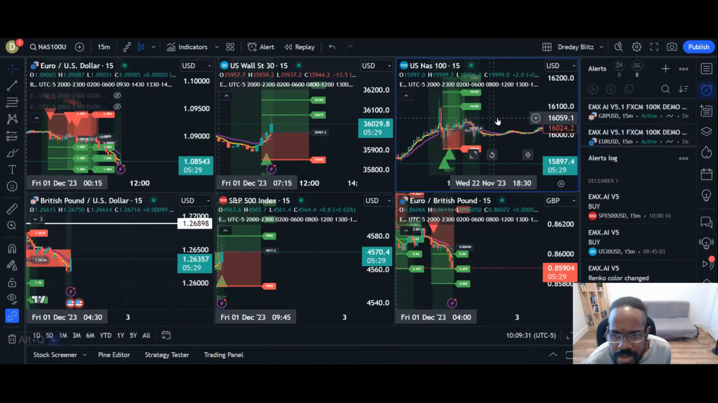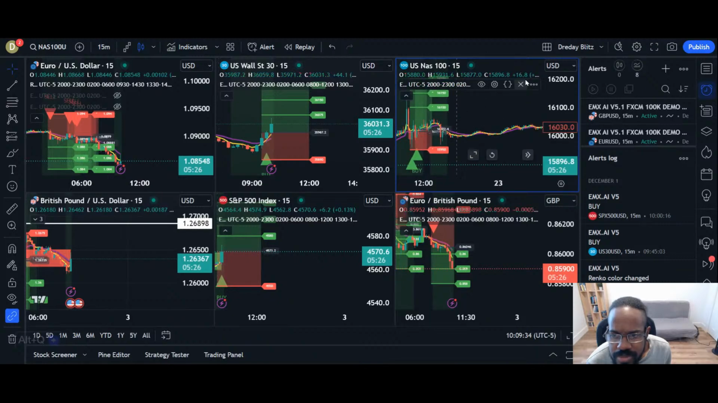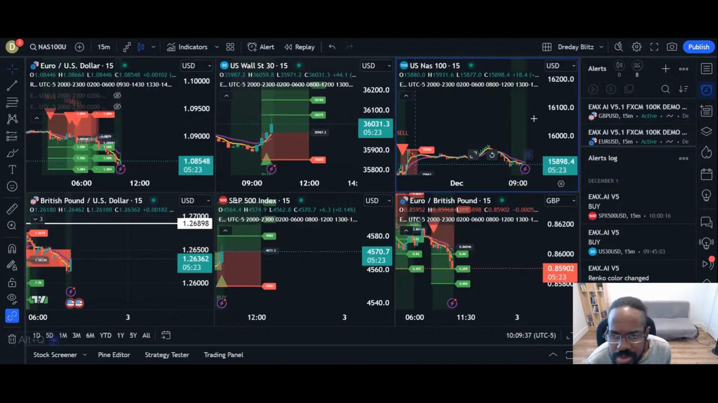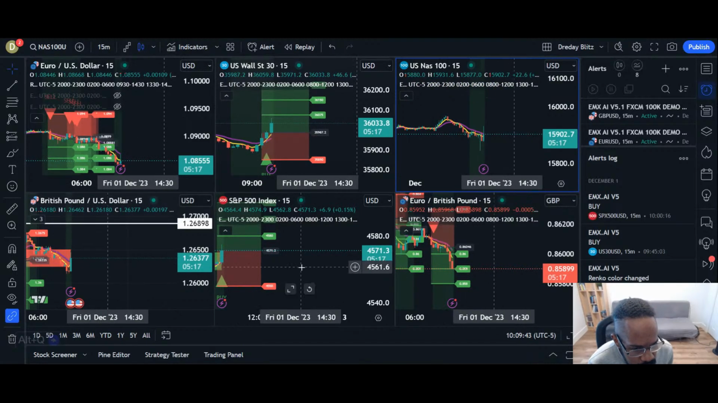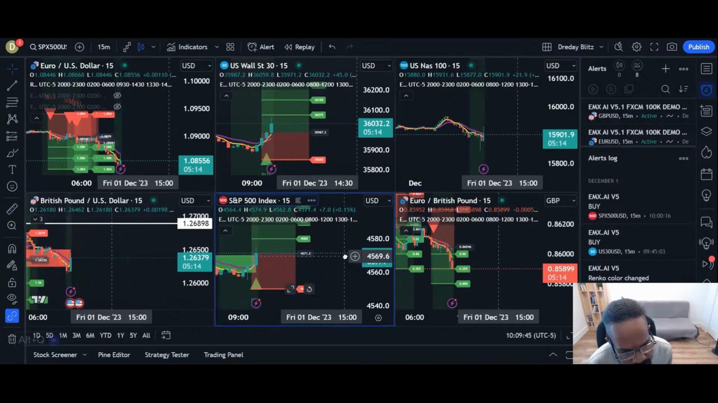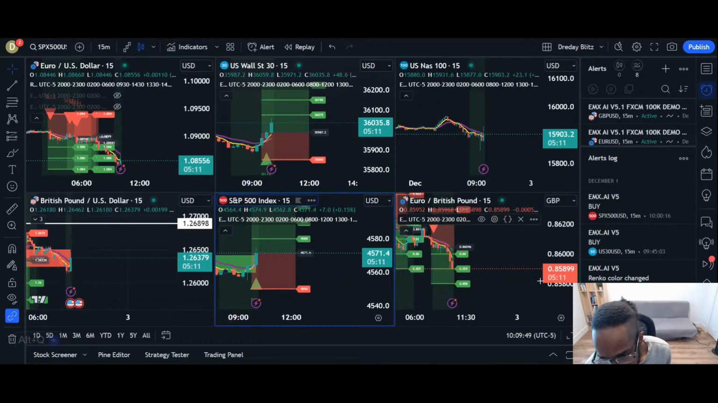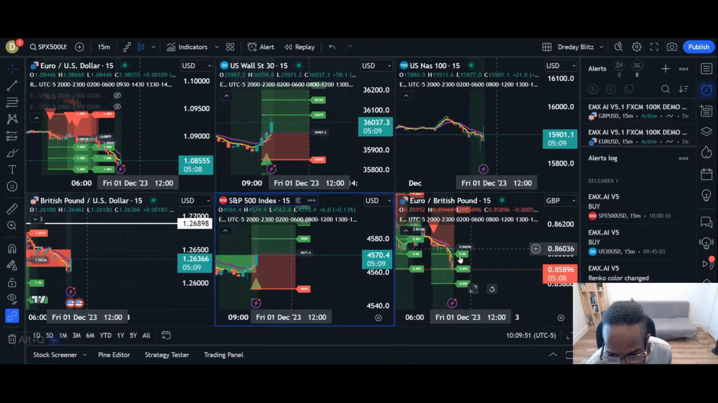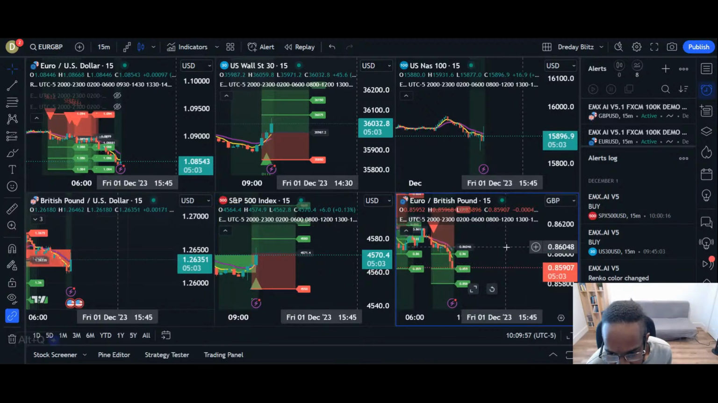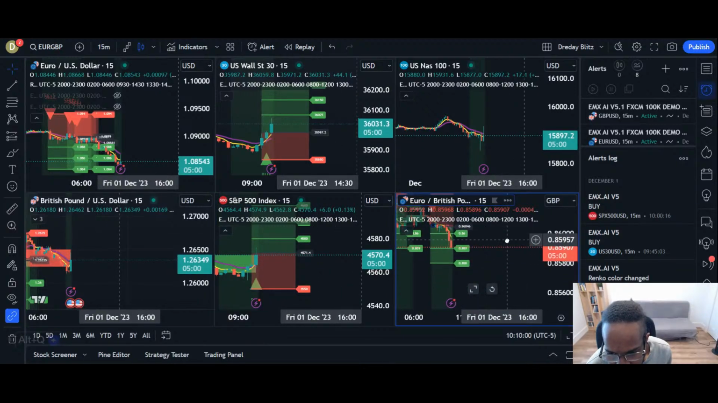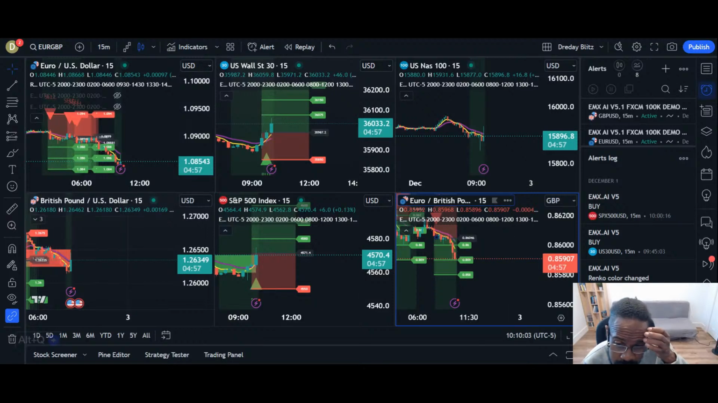So besides the S&P 500 and US 30, Nasdaq doesn't have any setups. Euro GBP is pushing towards basically TP2 to TP3.